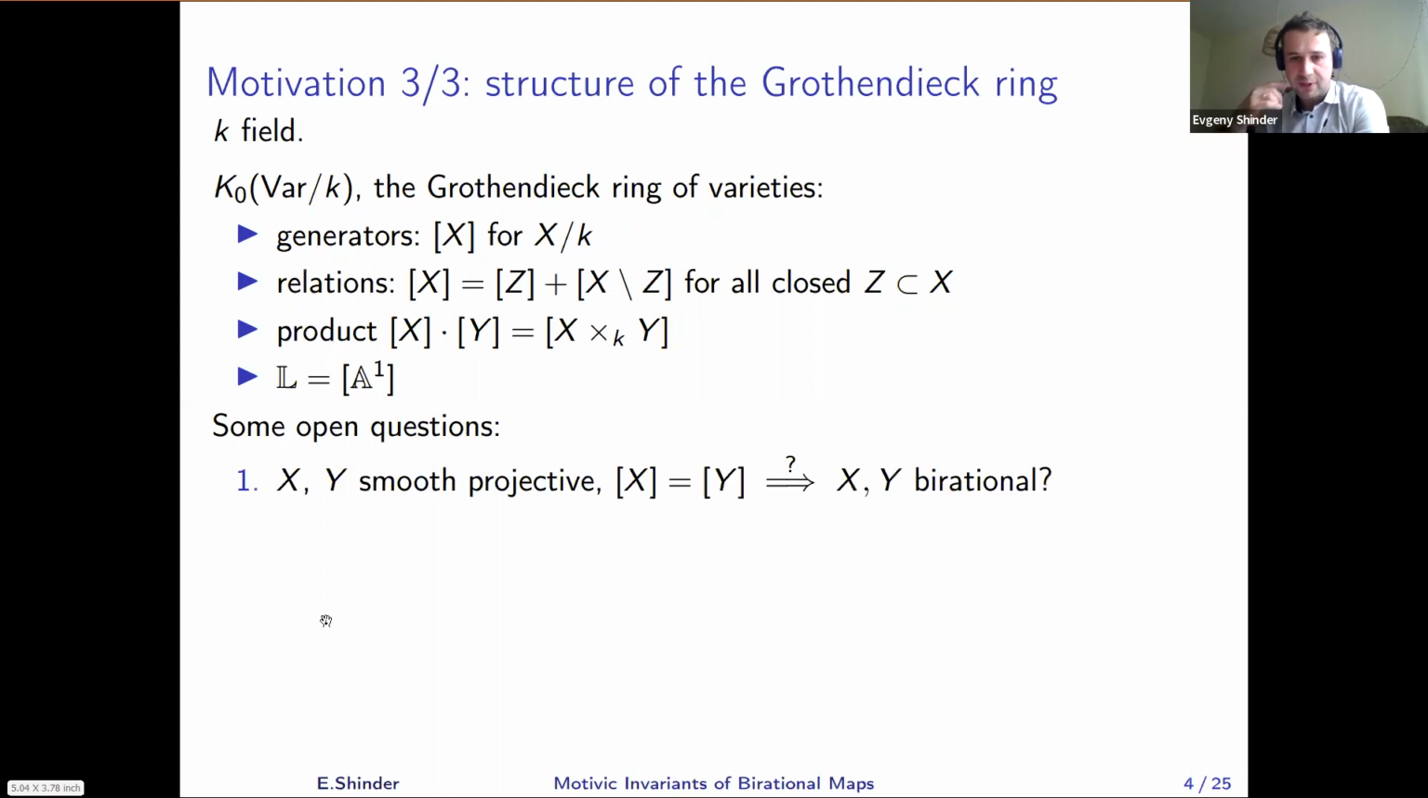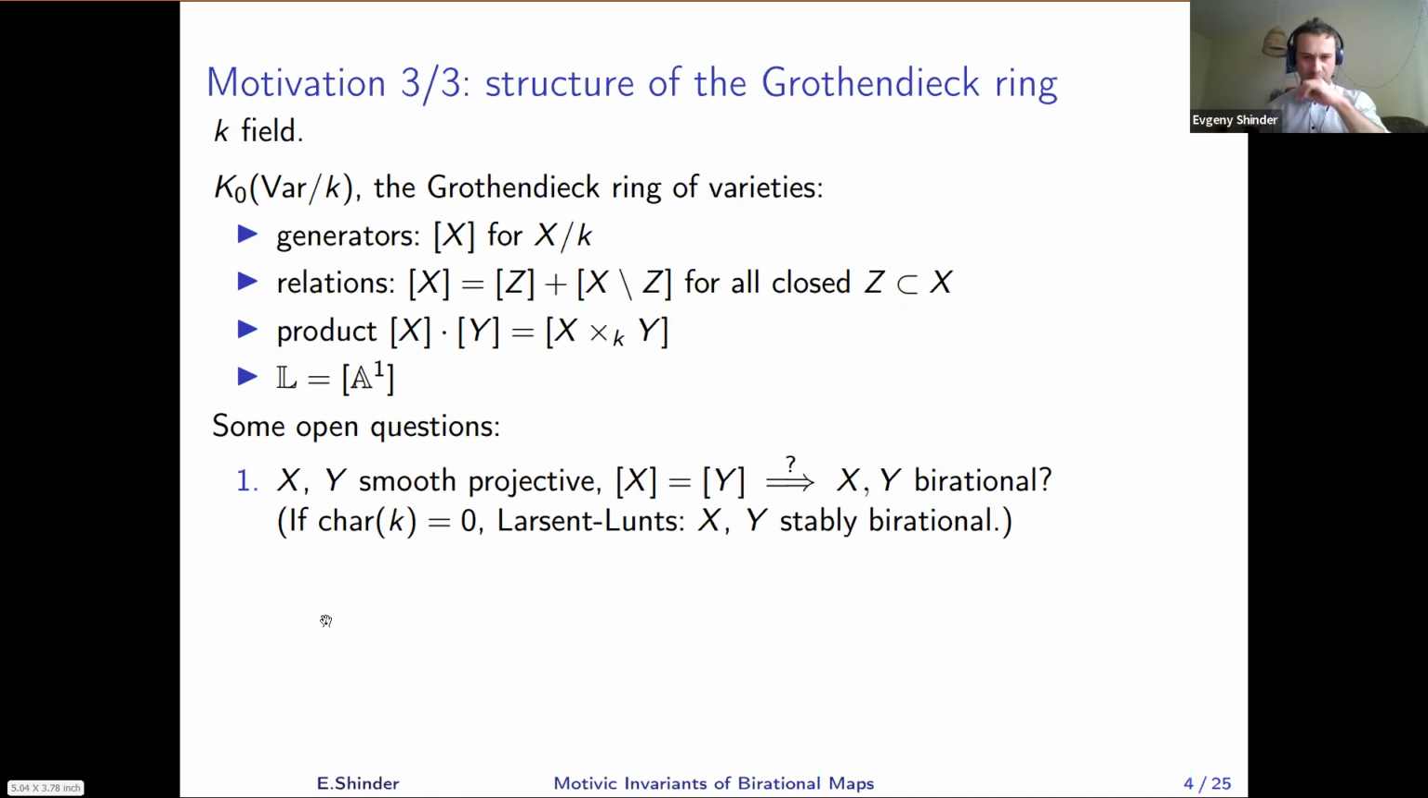So the most naive question is, you have smooth projective varieties with the same class, are they birational or not? So it kind of looks like they should be from the description, but in fact, if you think of adding higher dimensional cells, there could be reasons for this to fail. What's currently known is that in characteristic 0, they are stably birational. So times by projective space, they become birational. And if we don't assume them to be projective, then this is false.